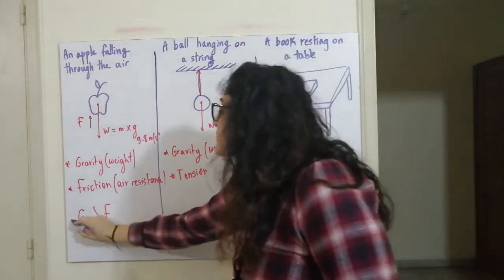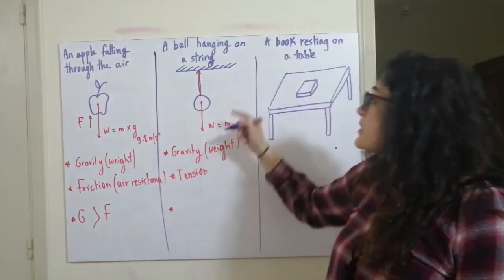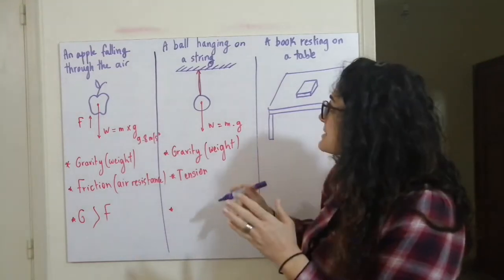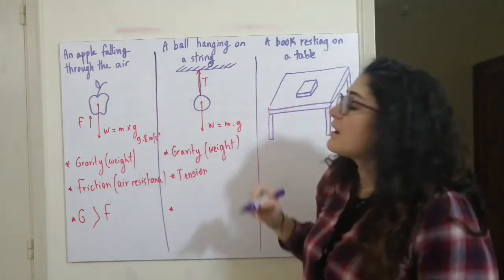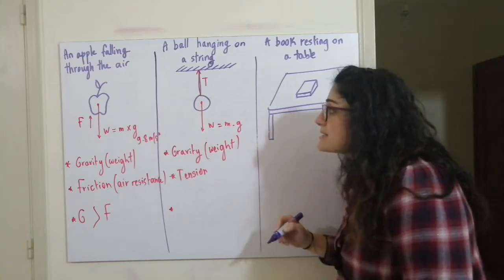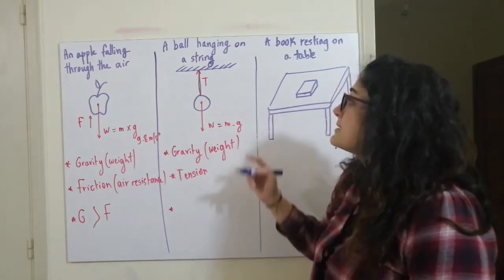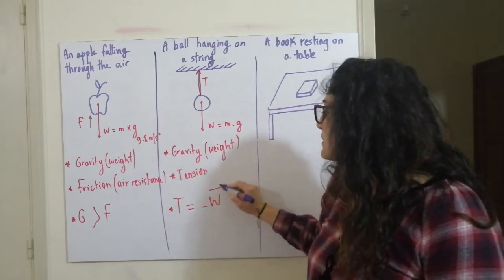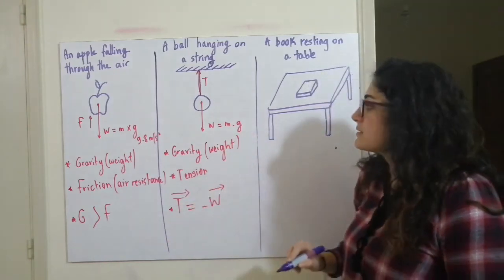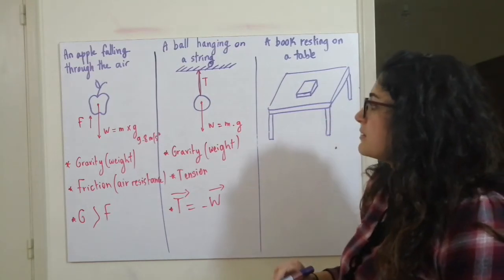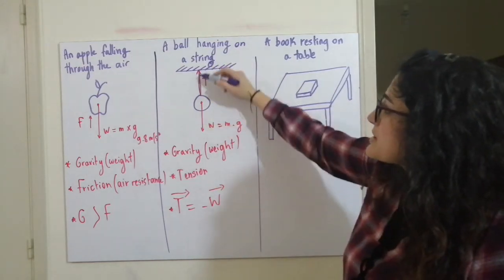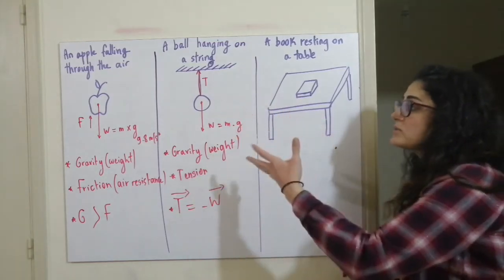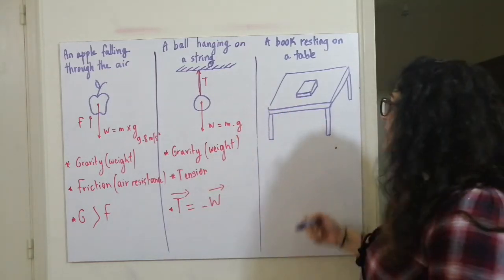The question is, we have to compare the sizes. So if the ball is at rest, it means that these two forces are equal in size but opposite direction. So T equals minus W, we are talking about vectors. So they are both vertical, one's going down, the other is going up, they have the same size. This is why I don't have the motion in here.